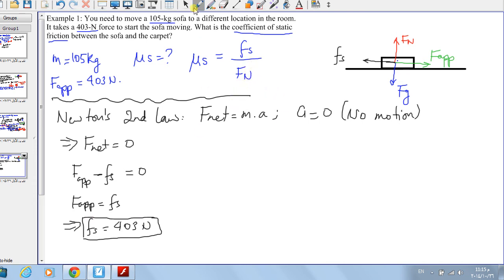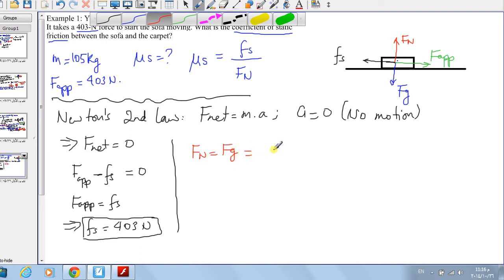We still have Fn. How can I find Fn? As you see here, there is no motion along the vertical direction. So this means that the upward force is equal to the downward force. And it's always Fn equal to Fg in most of the cases. So Fn is equal to Fg, and Fg is equal to m times g. I have the mass, you can plug it here. So it's 105 times 9.8, which is the g. So in this way, I got Fn. Fn is equal to 105 times 9.8 gives 1029 Newton.